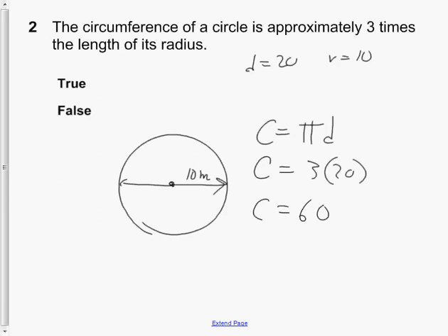So if we look at the circumference being 60, and we look at the radius as being 10, the circumference is not 3 times the length of the radius. The circumference is approximately 3 times the length of its diameter is one way to correct that to make it true. So the answer is false. It's not true. This would be true, what I wrote there. Or you could cross out this 3 and put the number 6. So the circumference of a circle is approximately 6 times the length of its radius. That's true. But the statement that was made, the circumference of a circle is approximately 3 times its radius, is a false statement.